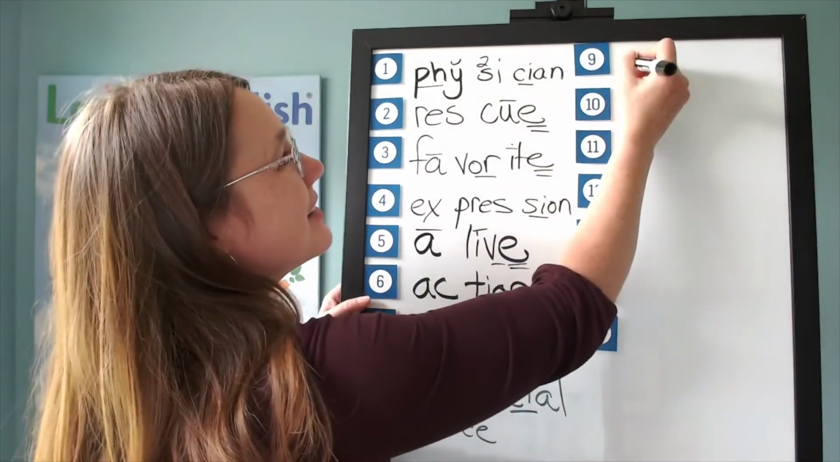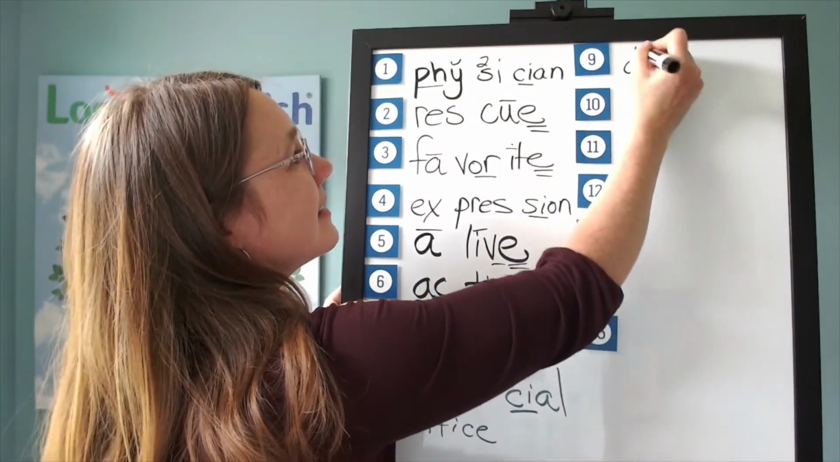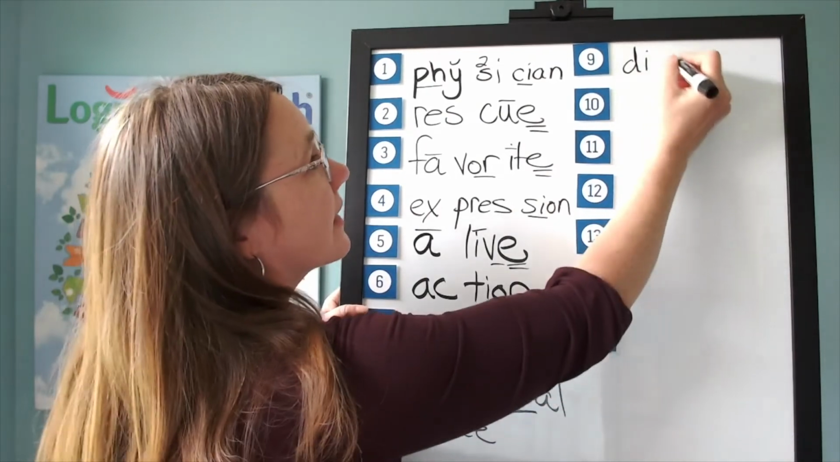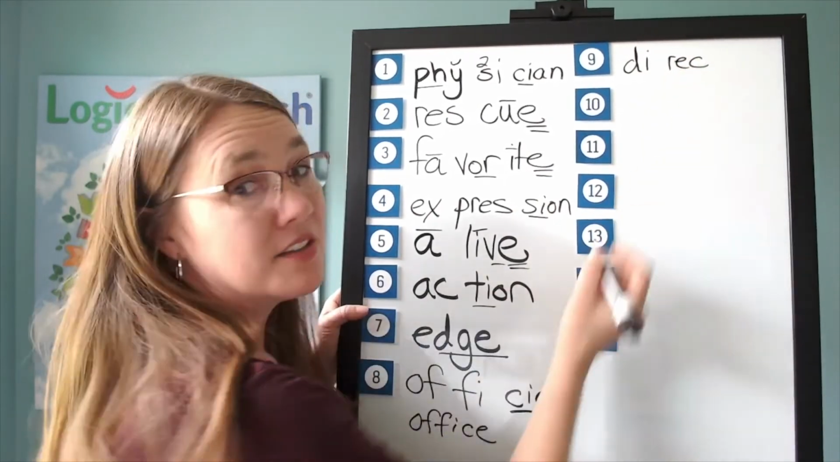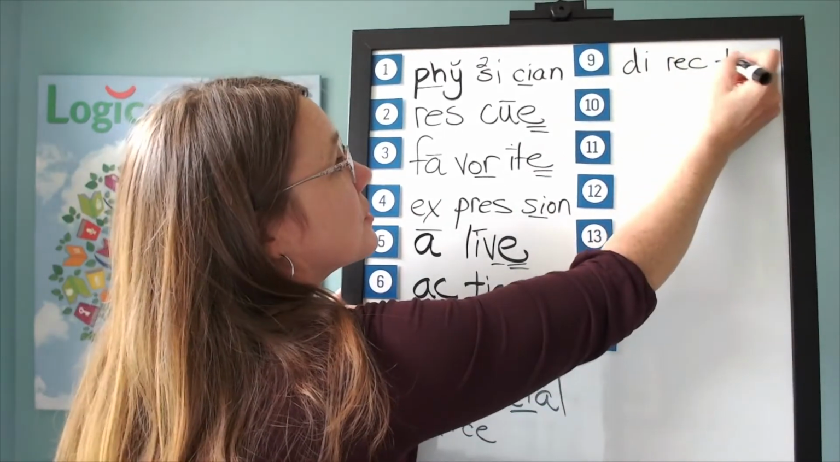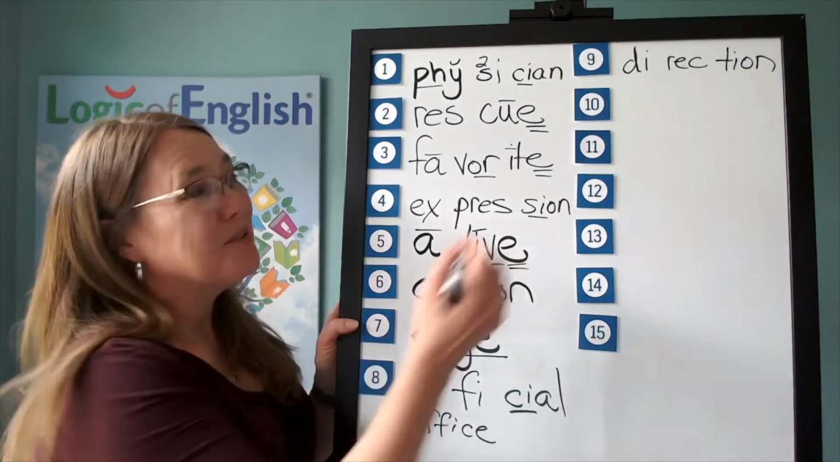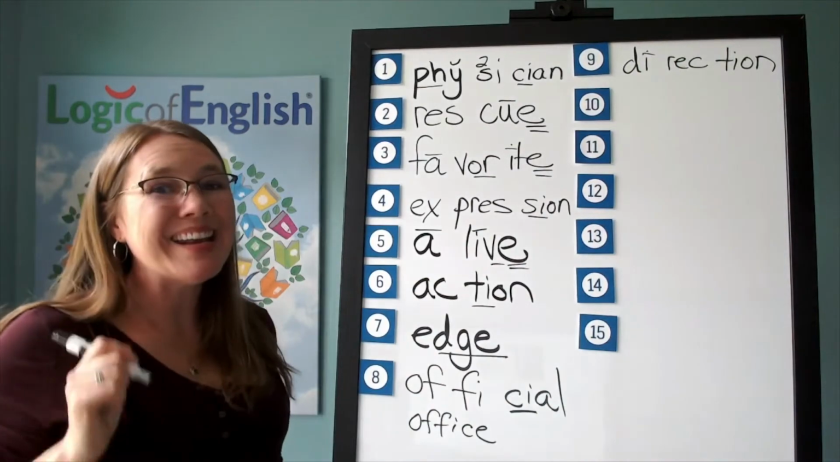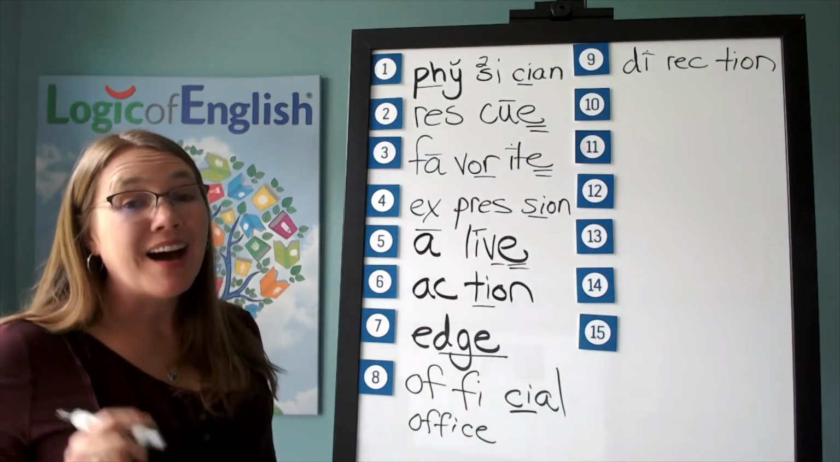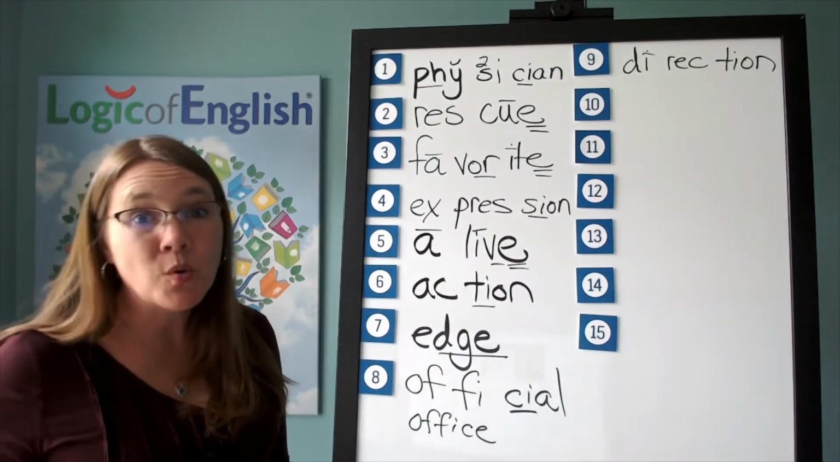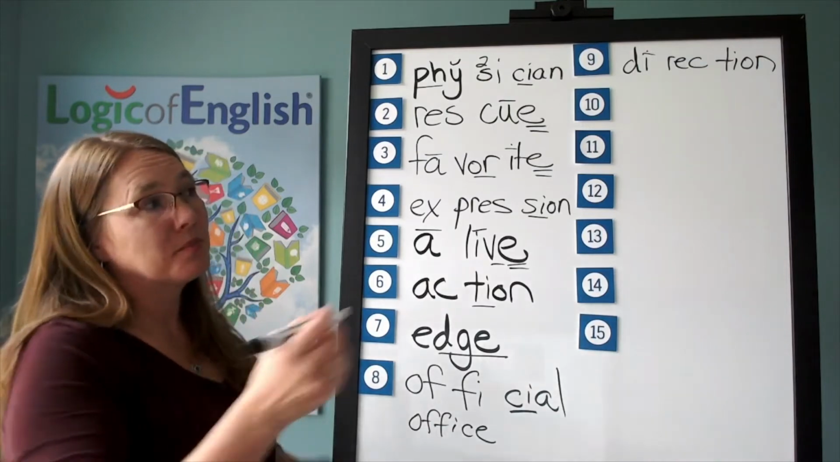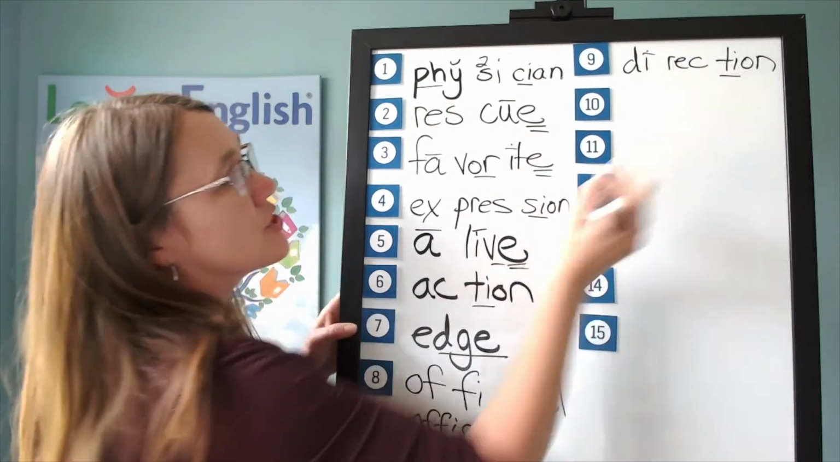And help me to write it. The first syllable is die, d-i. The second syllable is rec, r-e-c. The third syllable is shun, s-h-a-n. And how will we mark it? We'll put a line over the i. Why did it say its long sound? I and y may say i or ee at the end of the syllable. And then we'll underline the sh.